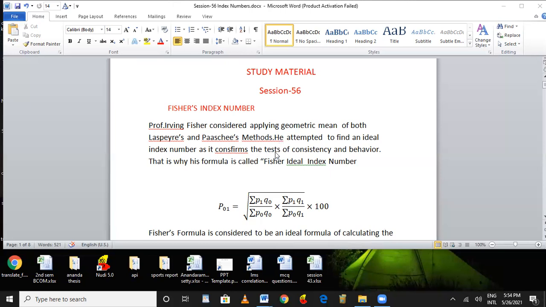confirms that the tests of consistency have been satisfied. So that is why it is called the Fisher ideal index number. It is an ideal index number when we compare it with the other index numbers.